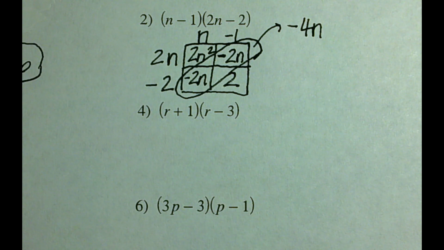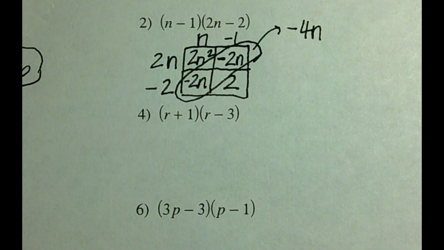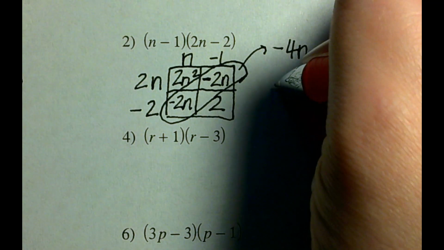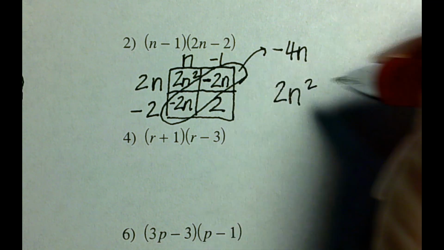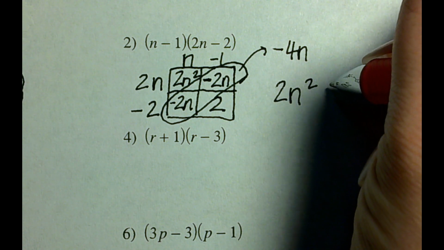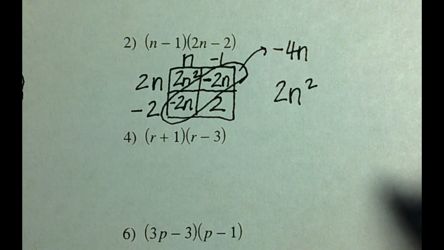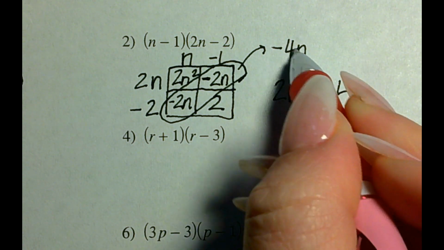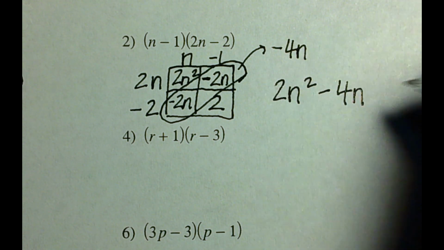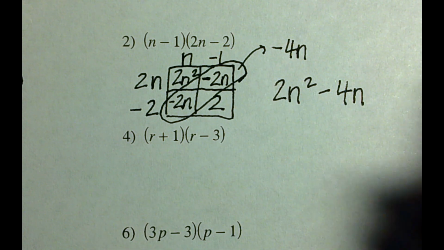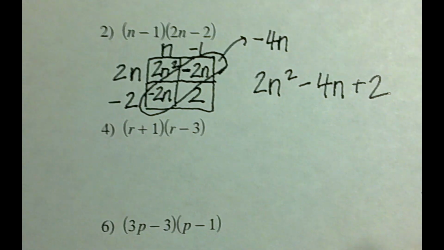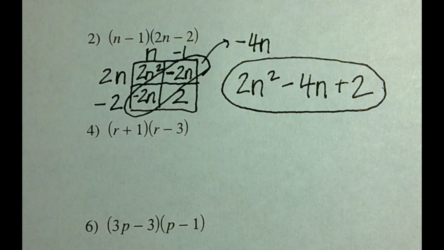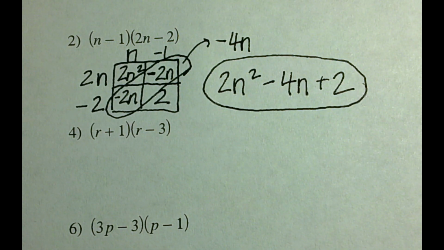What's our final answer? 2n with the small 2, minus, take away 4n, our middle term, plus 2. Awesome. That is our answer. Very nice.